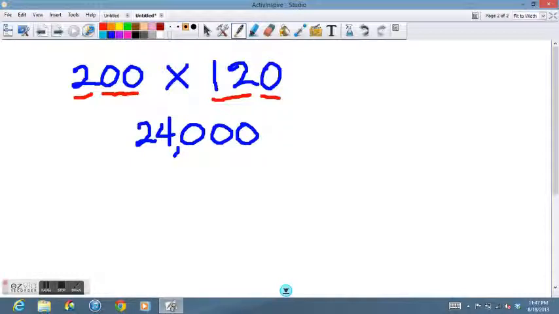So really, all we had to do in this problem was multiply the 2 times the 12 to get 24, and then we had to just tag the correct number of zeros, which in this case is 3. So you can use that, and be sure you do use that because it's going to be very helpful to you in doing problems.